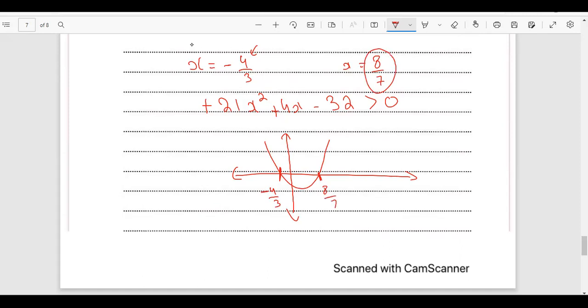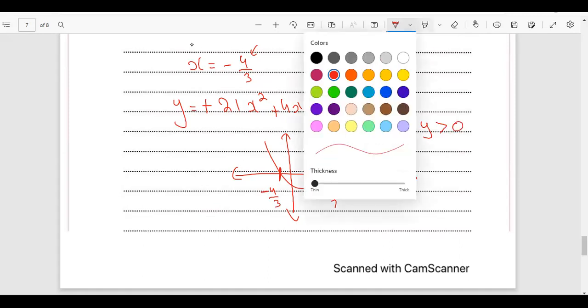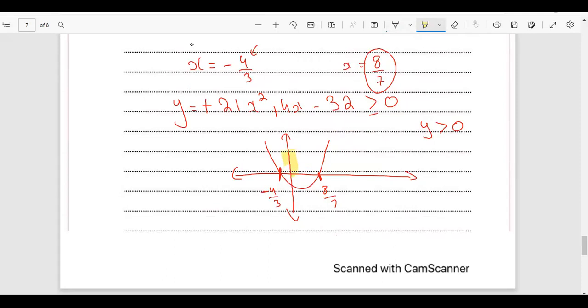Now this time around I have a different sign, so this basically is y equals this, so y is greater than 0. So I'll be focusing on the parts where y is greater than 0, that is this part. So I'll be focusing on the x values on this line and the x values on this line. So what do I see? The x values are going to be what? x would be less than minus 4 by 3, because I'm going in that direction, and I'll be going in this direction, or x would be greater than 8 by 7.